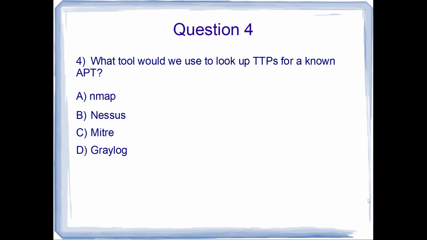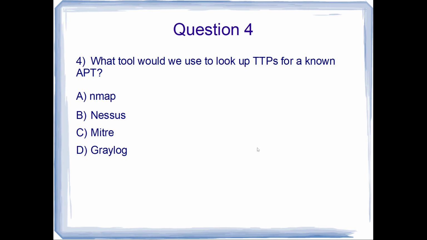What tool would we use to look up TTPs for a known APT? Would that be Nmap, Nessus, MITRE, or Graylog? What tool would we use to look up TTPs for a known APT? Lots of acronyms. Nmap, Nessus, MITRE, or Graylog?